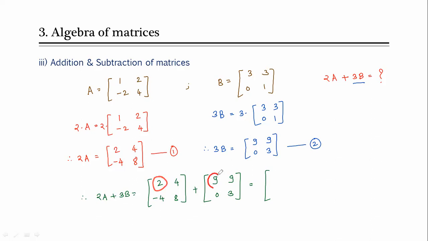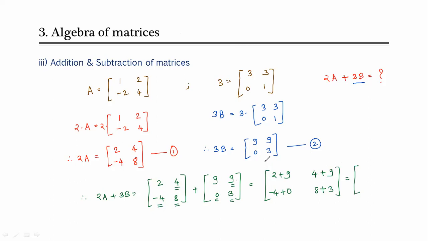So 2 plus 9. What is 2 plus 9? 11. Next, 4 plus 9. Next, minus 4 plus 0. Next, 8 plus 3.